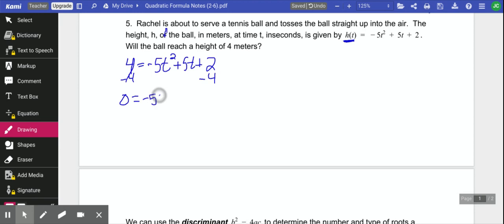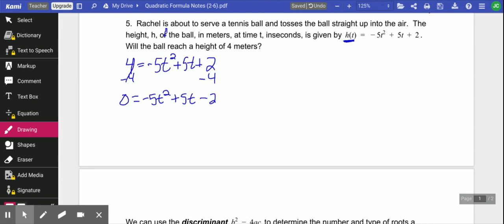So we get negative 5t squared plus 5t minus 2. So we have some options here. I don't want to factor that. That looks kind of messy. I definitely don't want to complete the square because that's annoying. So I guess we're going to use the quadratic formula.